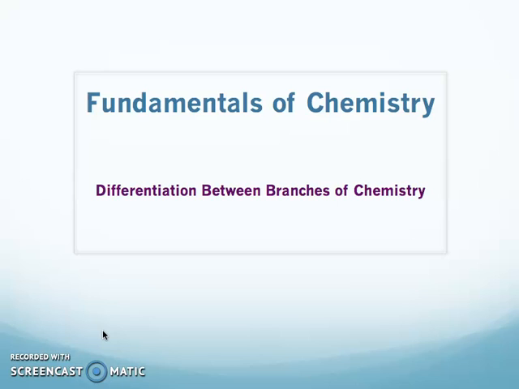Okay, you got to know that there are different branches which we studied: analytical, organic, inorganic, physical, environmental, nuclear, industrial, biochemistry, etc. So these were individually discussed, but what if we differentiate between different branches of chemistry by taking a single compound, so that we get to know exactly what the difference between the branches is.